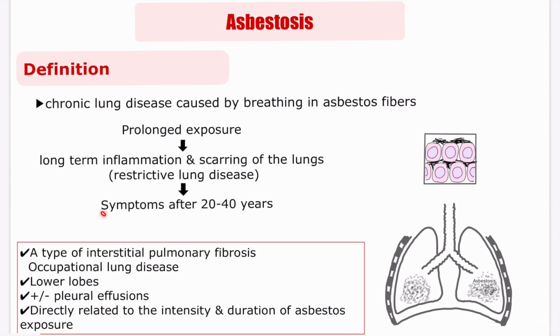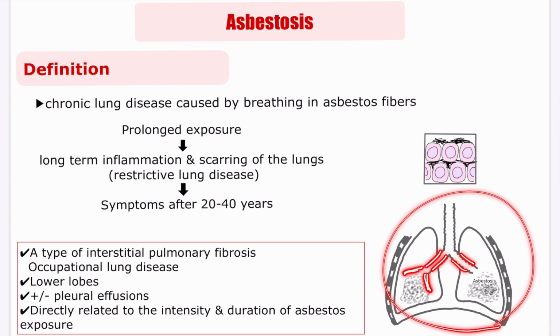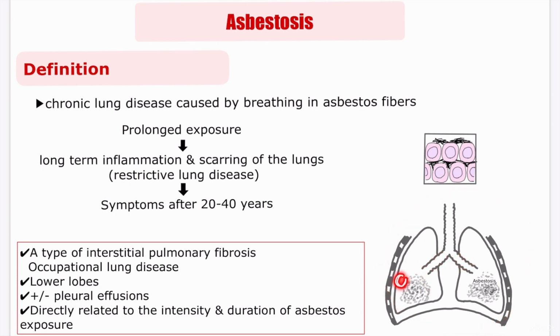The symptoms of asbestosis appear starting from 20 to 40 years after initial exposure. In your lungs, the main airways are called the bronchi, and then they branch off into smaller airways called bronchioles, and then they connect with the air sacs called alveoli.